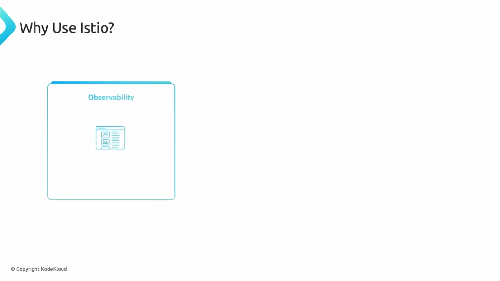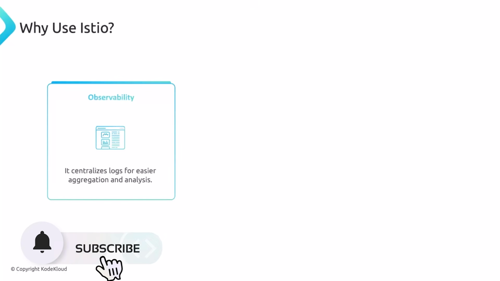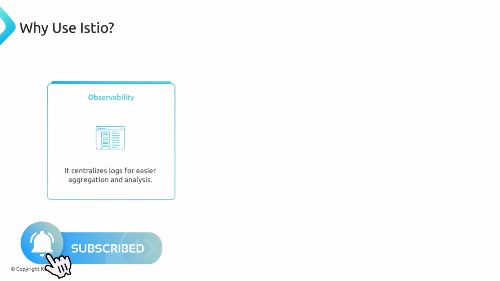We have, of course, observability. Istio provides centralized logging, which makes it easier to aggregate and analyze logs. You can use tools like Jaeger or Datadog APM to trace, debug, and optimize microservices.